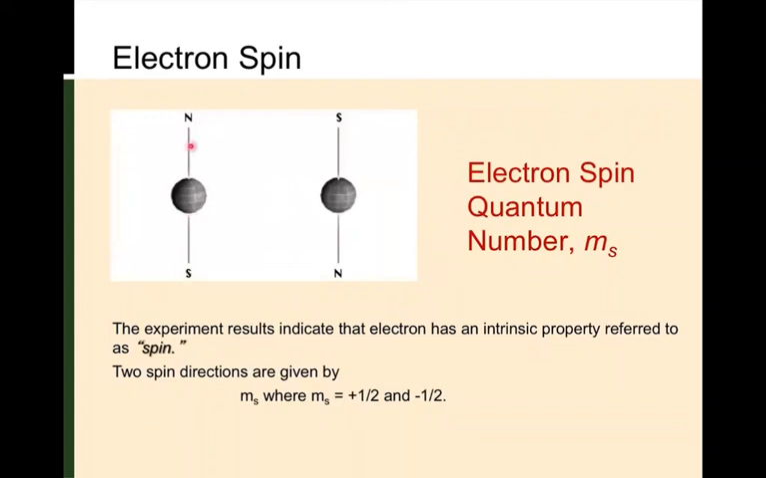So here you can see the poles of the electron, so either they're pointing up or they're pointing down. The experiment results indicate that the electron has an intrinsic property referred to as spin. The 2 spin directions are given by ms, where ms is equal to plus a half or minus a half. It depends on the orientation. A magnet typically has two poles, a north pole and a south pole, an N or an S. Depending on whether the electron's orientation is with the magnetic field or against the magnetic field, we have different orientations.